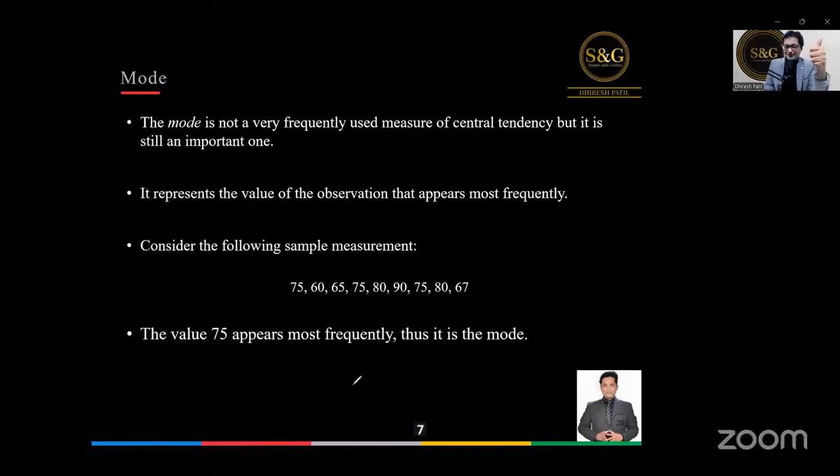75. Correct? Everybody with me? 75 is the maximum occurring value in this. Correct? And that's why it is called mode, because you can see 75 1, 75 2, 75 3. 75 is coming 3 times. That's why it is called mode.